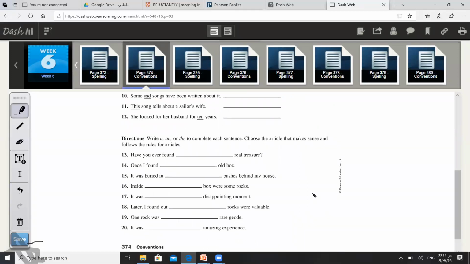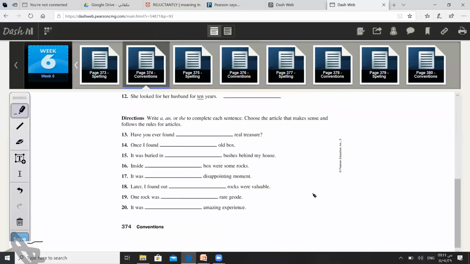Now, next question, number 6. You can write a, an, or the. Listen, no need to write anything. Just try to figure out the correct answer. To complete each sentence, choose the article that makes sense and follows the rules for articles. Don't forget that we use "the" for specific things and "a" for general. We use "a" with a singular noun that starts with a consonant sound, and "an" with a singular noun with a silent H or a vowel sound. Excellent, thank you.